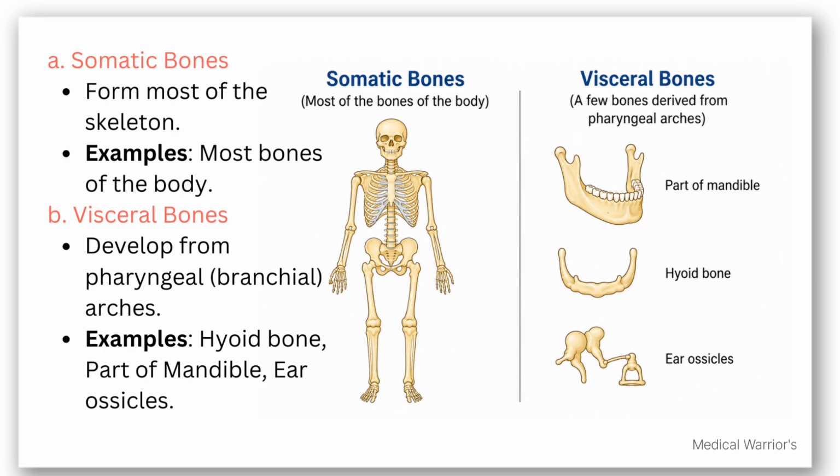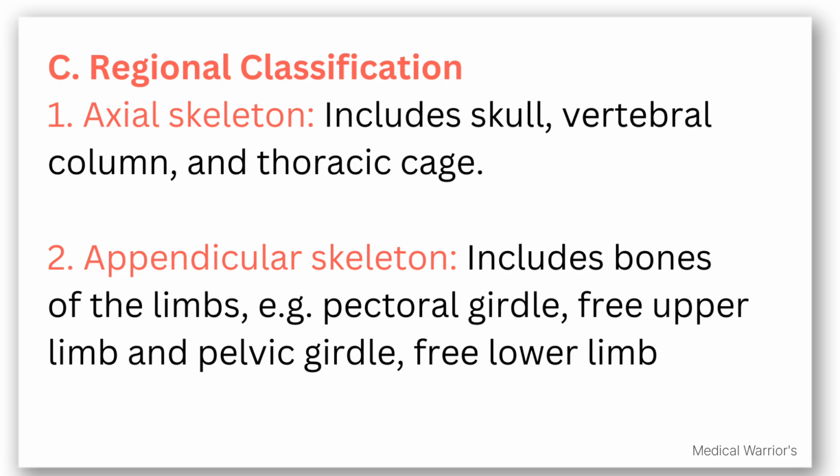Next we are going to study regional classification. Regional classification: first one is axial skeleton and second one is appendicular skeleton. Axial skeleton includes the skull, vertebral column and thoracic cage. And appendicular skeleton includes bones of the limbs. Example, pectoral girdle, free upper limb and pelvic girdle, free lower limbs.